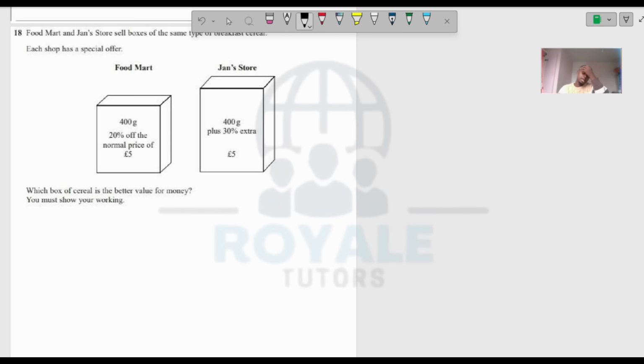You see questions like this a lot in GCSE where they use the phrase better value for money. And most times, students find it difficult to interpret that statement. What better value for money means is that if I bring the same amount to the two shops, where am I going to get better value? So what I want to do is, for the first one, see how many grams I'm going to get in Food Mart. So let's start with Food Mart.